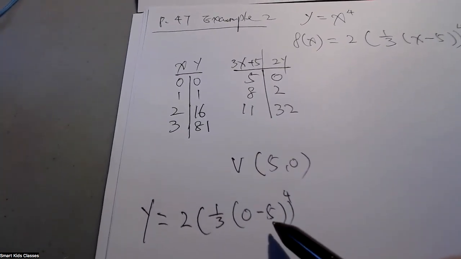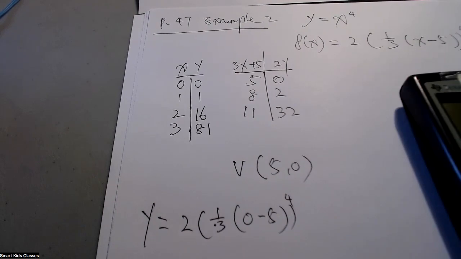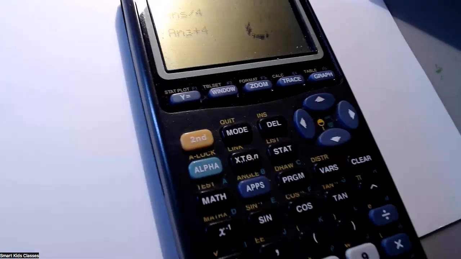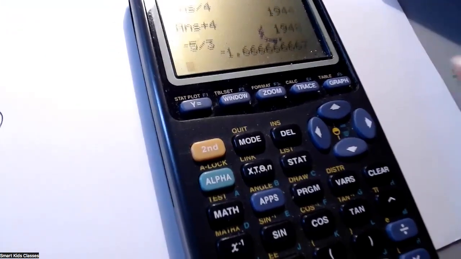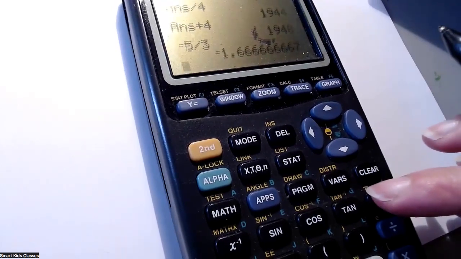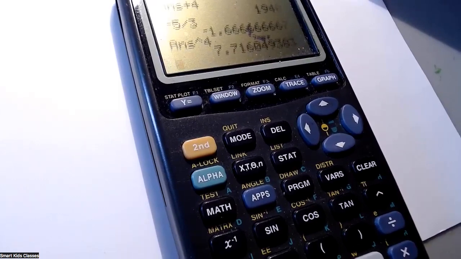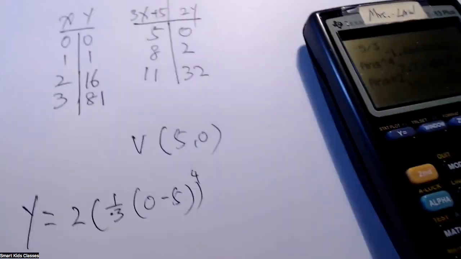Now, negative 5 divided by 3. So how are we going to get it? I'm going to use the calculator. So I plug in negative 5 divided by 3, and then negative 1.6 to the exponent 4, and times 2, we got 15.43.